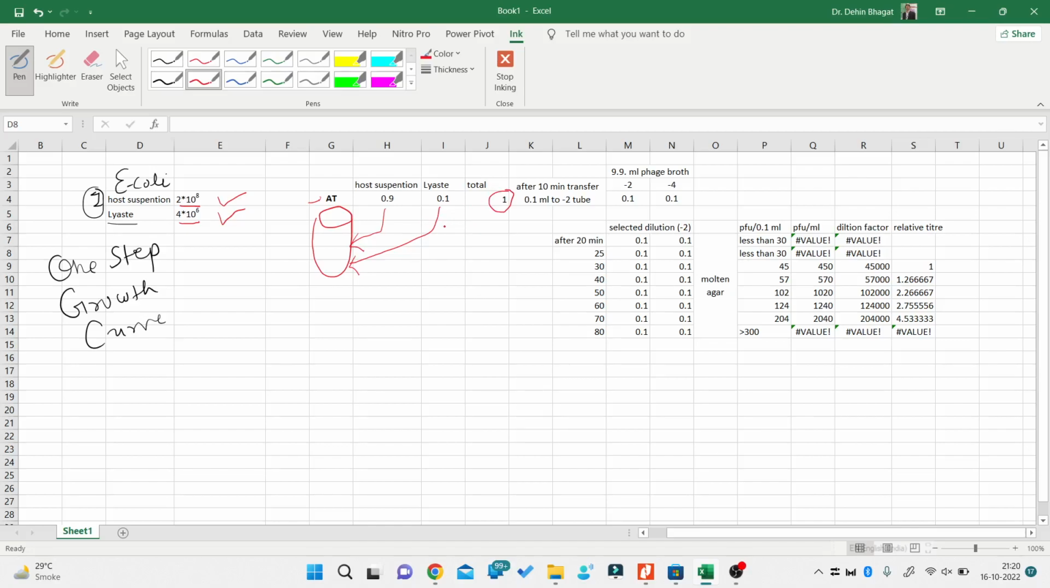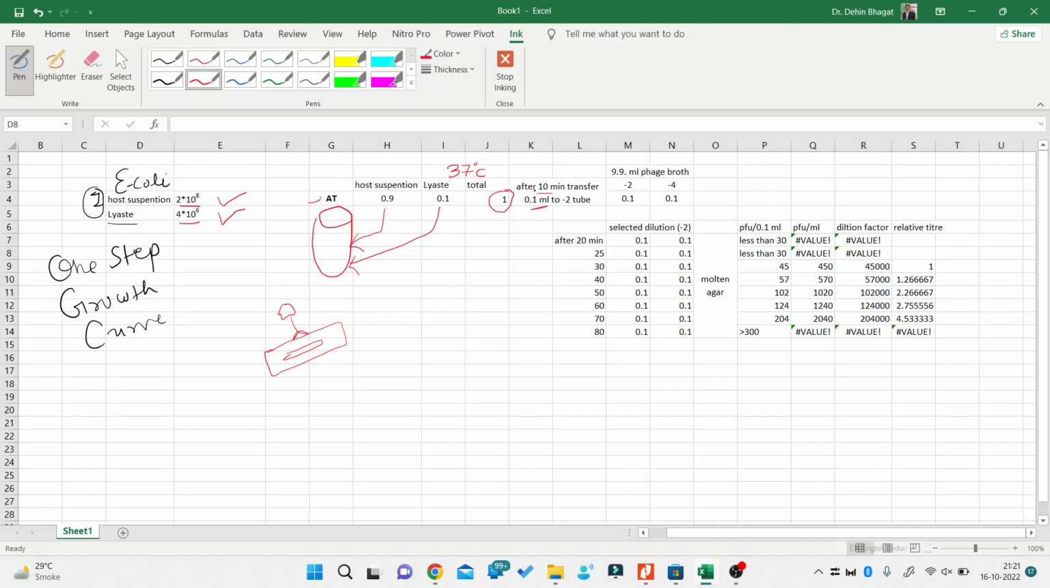After mixing these two, you have to count the time. Now you have to wait exactly 10 minutes. It's the adsorption time when your virus particles will adsorb on the surface of the E. coli cells, right? So this 10 minutes is very crucial. Remember that every time you have to maintain the temperature at 37 degrees Celsius. After 10 minutes, you have to transfer 0.1 ml of this into one tube.